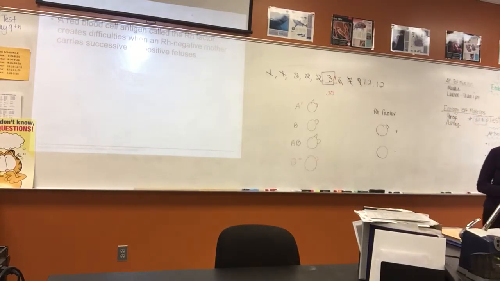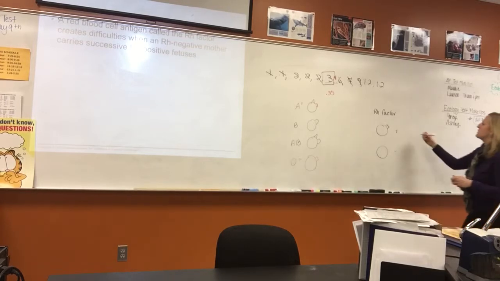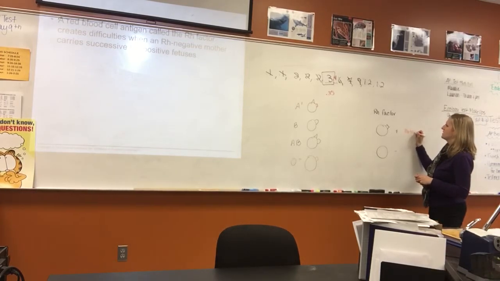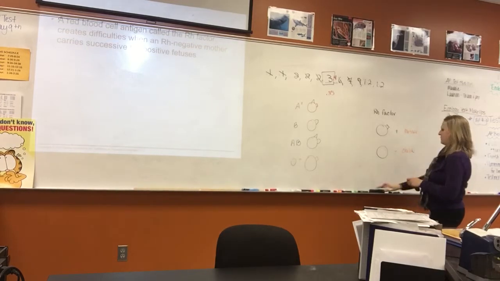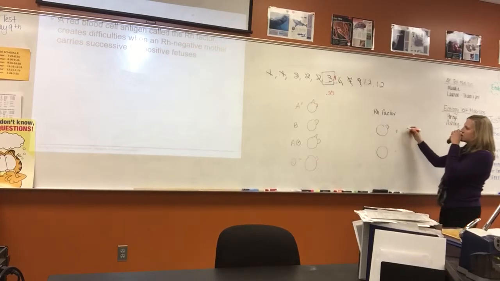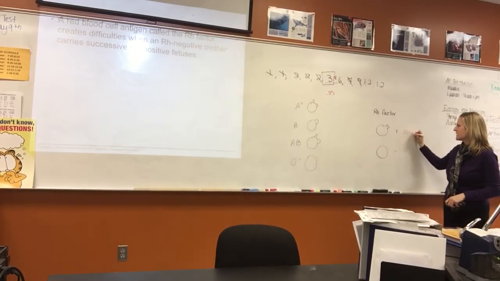All right, so one other thing with this, a red blood cell antigen, the Rh factor, creates difficulties in pregnancy for a mother who is Rh negative. So a mother who is Rh negative and has successive Rh positive babies, meaning that she has multiple babies that have the positive part of their blood type, can be difficult. And so that means that the mother's blood does not have this antigen on here. The child, the baby, does. Opposite. All right, so the child is Rh positive, and then the mother is not.